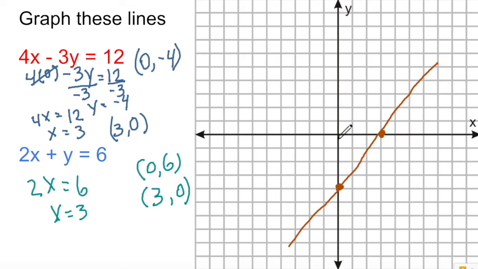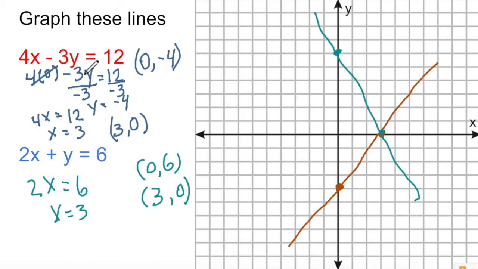Let's see, 0, comma, 6, 1, 2, 3, 4, 5, 6. That's 1 point right there. That's the y-intercept. And then the x-intercept is 3, comma, 0. So 1, 2, 3, comma, 0. That's right here. It's the same as this point, actually. So this line is going to look something like this. Passes through those 2 points. So those are our 2 lines. That's how we're going to graph lines.